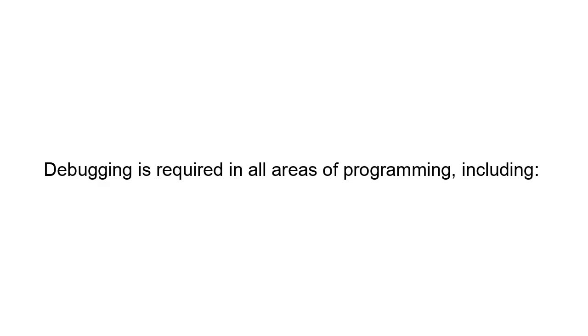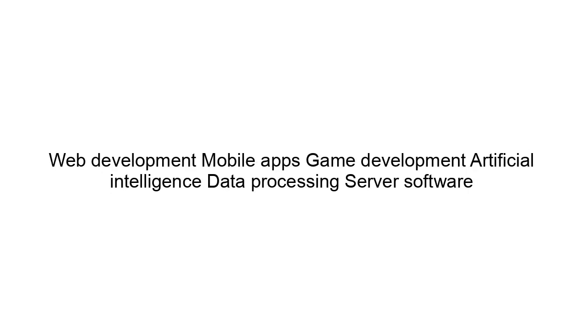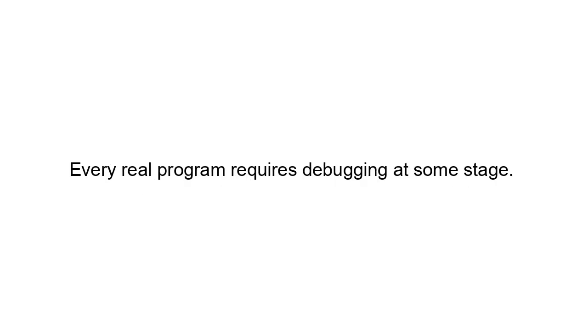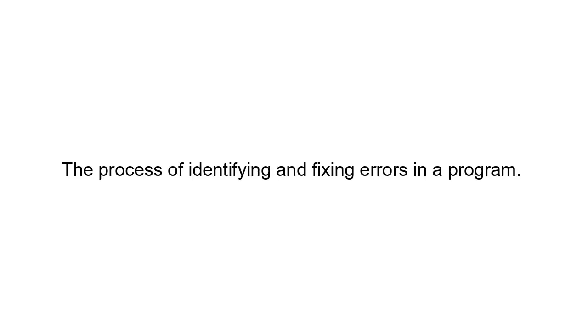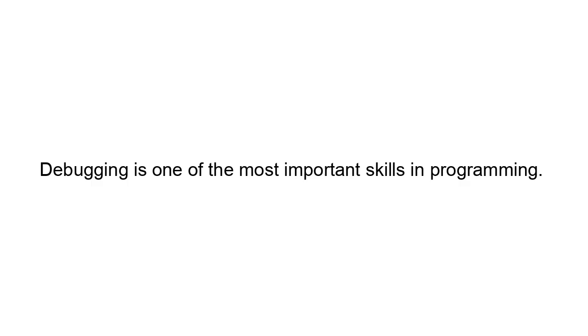Where debugging is used. Debugging is required in all areas of programming, including web development, mobile apps, game development, artificial intelligence, data processing, and server software. Every real program requires debugging at some stage. Simple definition. Debugging: the process of identifying and fixing errors in a program.